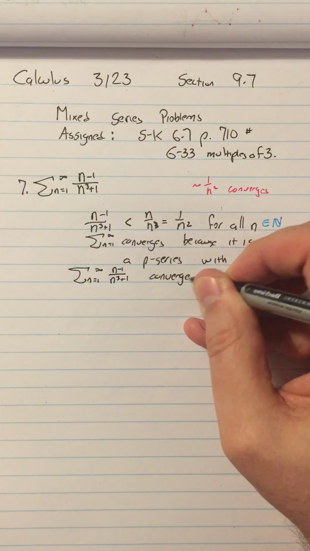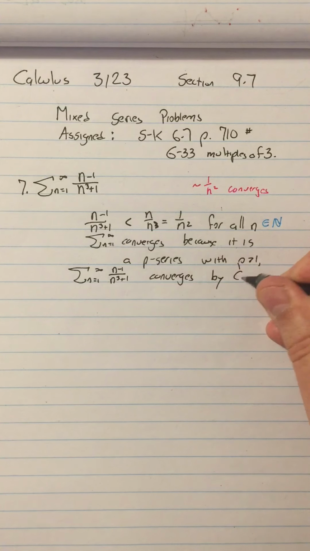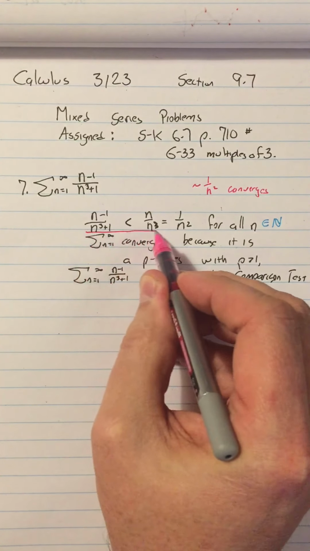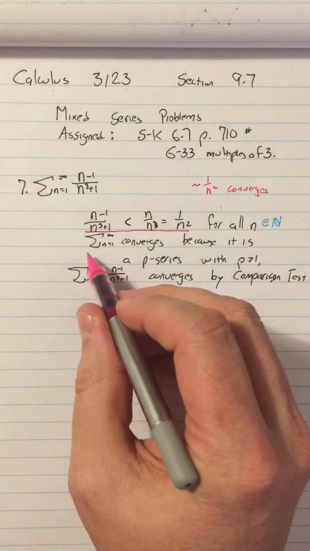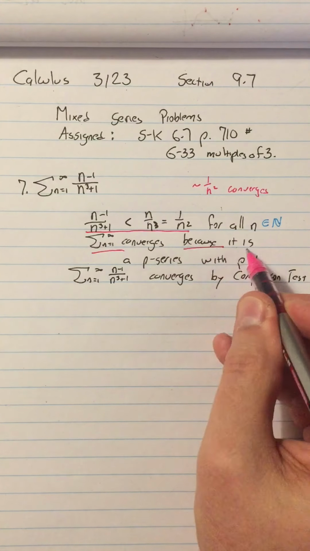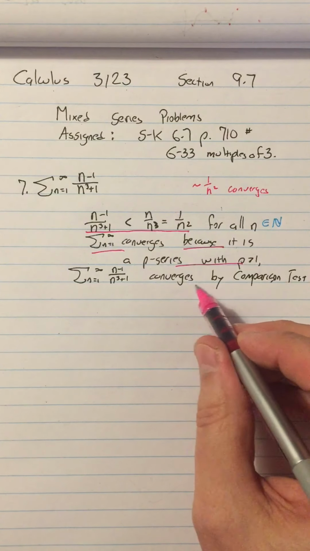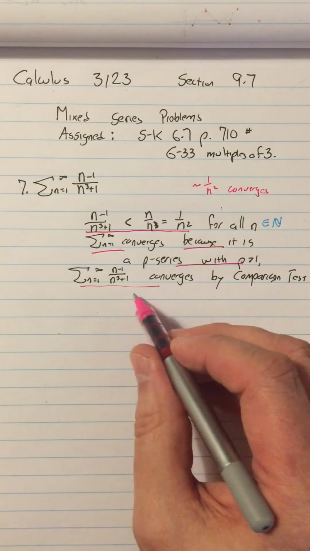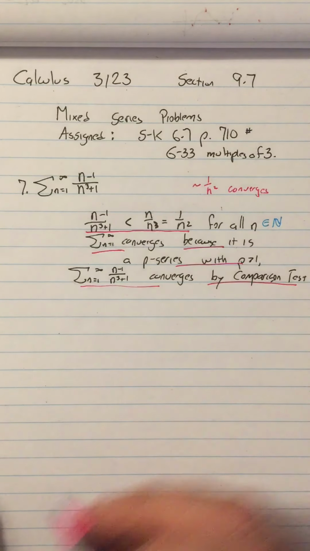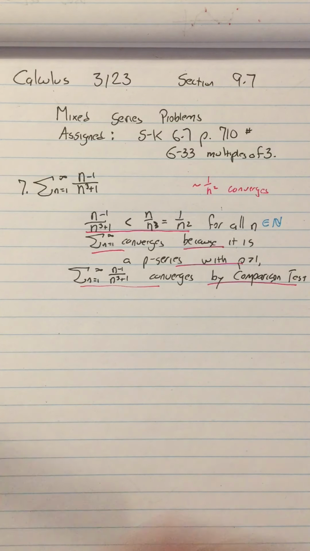So here's what I have to say. I have to say by comparison test. So here are the magic things that I have to have in there. I have to have an inequality that establishes the relationship. I have to give a reason why the comparison series converges, and then I have to state that my series converges, and I have to cite the test that I'm using. All right, so that's your number 7.